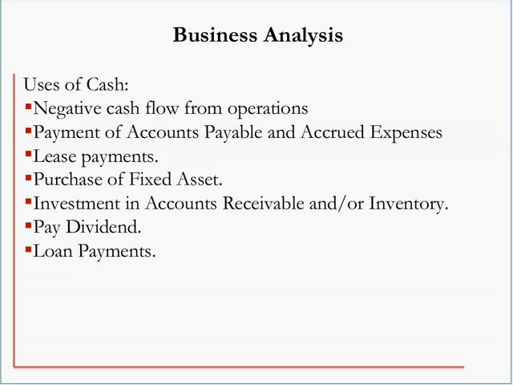Most of the rest of this is paying bills: payment of accounts payable, payment of accrued expenses, which are the phone, heat, light, power, all that kind of stuff. Lease payments, associated with the leases that you may have for specific assets. You're purchasing a fixed asset, which can be any type of property, plant, or equipment. You're investing in more accounts receivable or inventory. You pay a dividend, or you make loan payments.